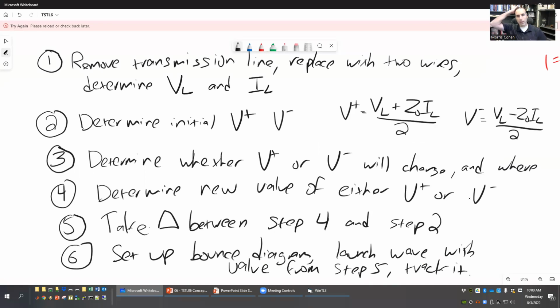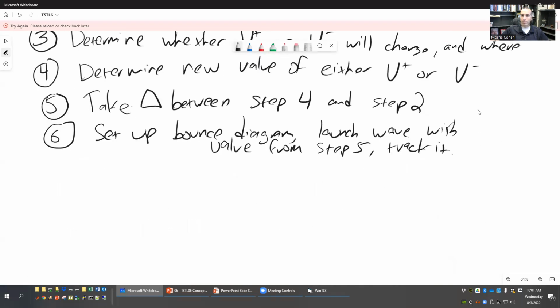All right, so let me just remind you of the steps to solve these transmission line problems. The first is we pretend there's no transmission line and determine the load voltage and current on the line. We're going to determine the initial conditions of V positive and V negative, the net positive and net negative going wave that must exist in order to satisfy the steady state. Then we're going to figure out which one is going to change, and then we'll figure out what the new value is. Take the delta of that and we'll plug that into a bounce diagram as a new wave and we'll track it. All right, so let me set this up, and here is the problem that we are going to cover.